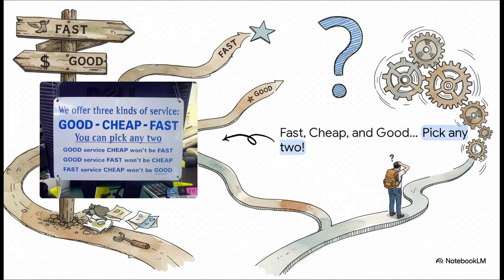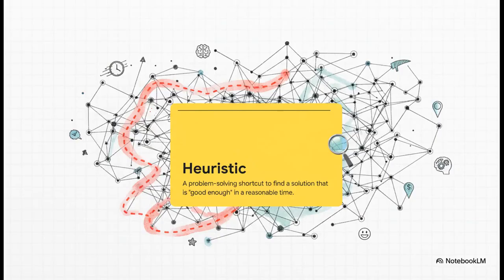To get a fast and general answer, you almost always have to give up on the idea of it being absolutely perfect. And this is where we meet the hero of our story, the heuristic. Now, heuristic is just a fancy word for a clever shortcut or a rule of thumb.